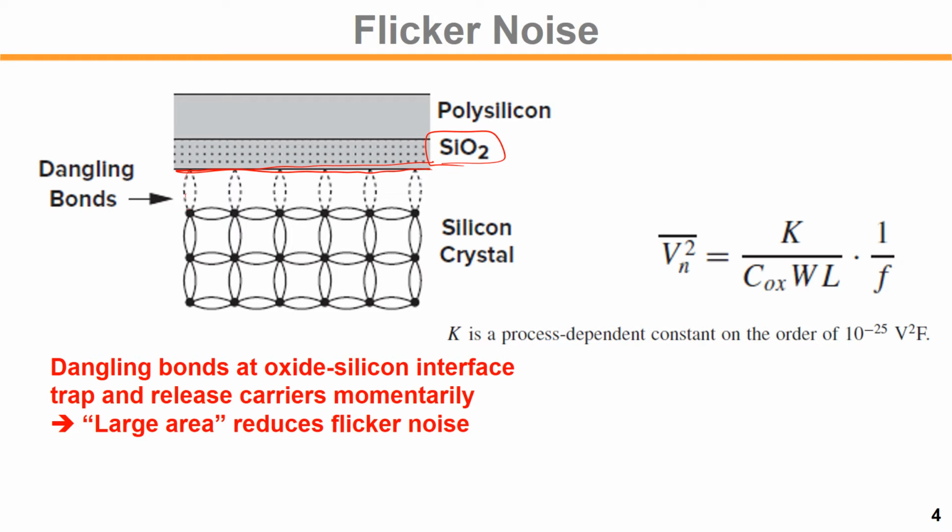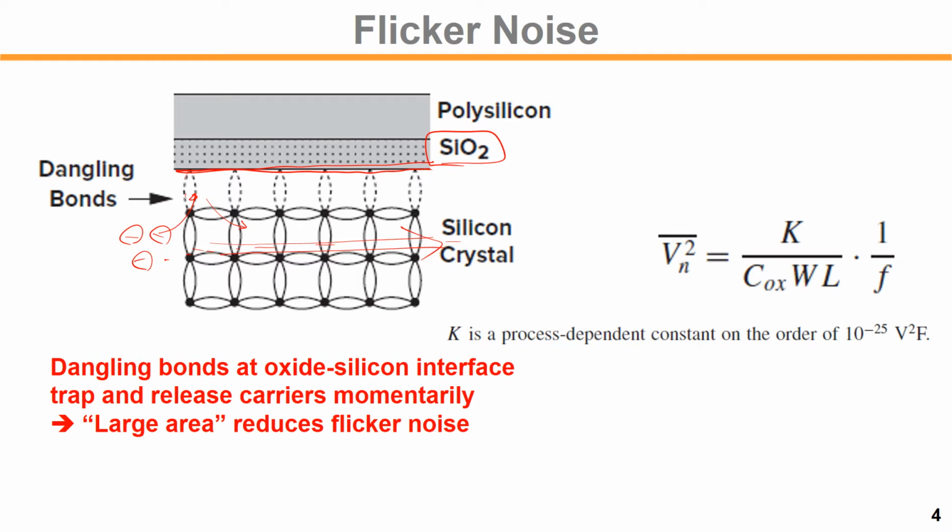As an electron or mobile carrier moves along the silicon crystal, it may get trapped on these dangling bonds or released, right? This kind of trapping and release event happens randomly. This kind of thing causes flicker noise.